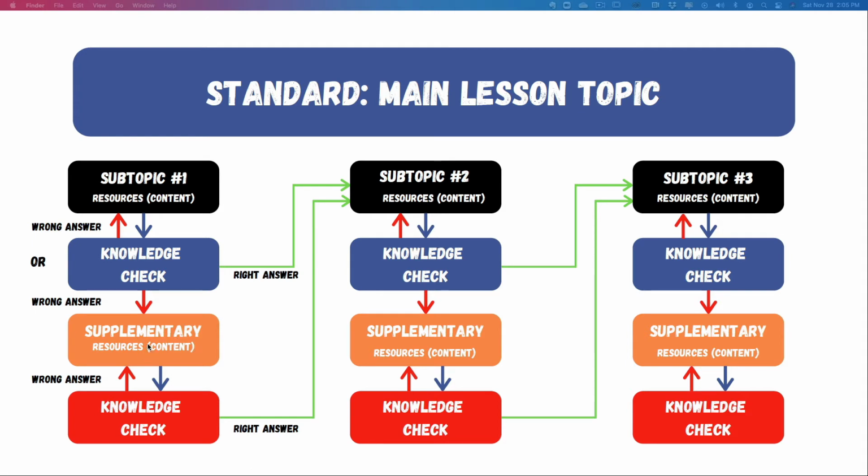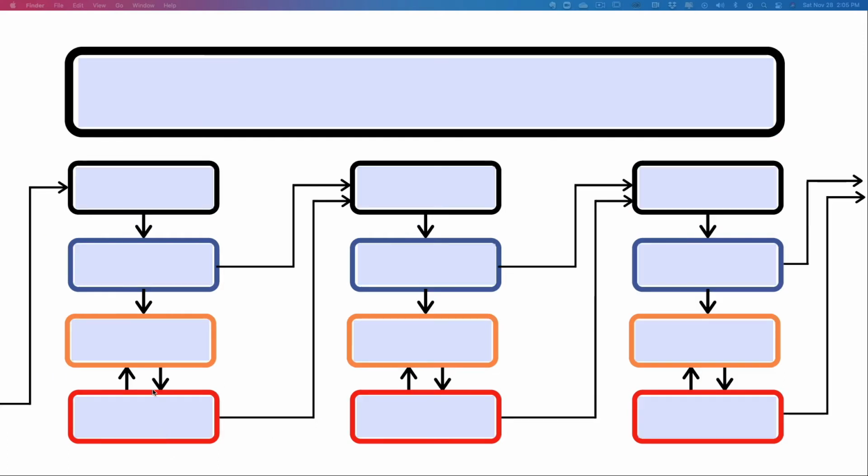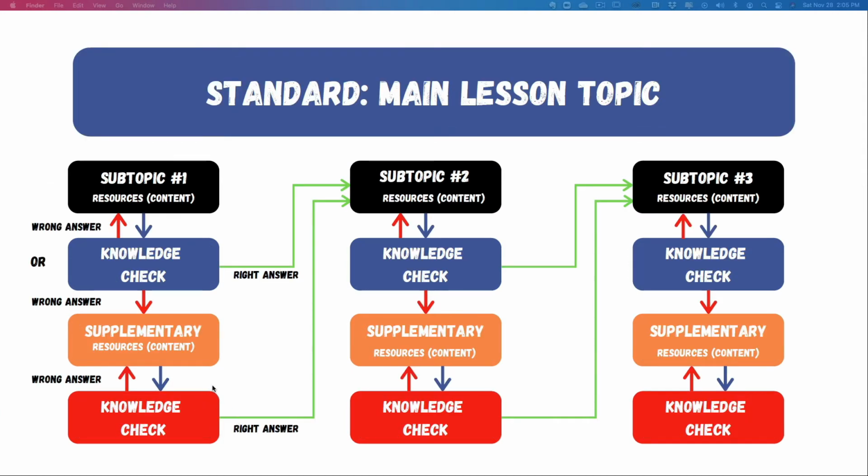So they'll go through the supplementary, do a knowledge check, and if they get it right, they move on to subtopic number 2. If they get it wrong, then we'll bounce them back up to the supplementary. Now it doesn't show here, but you can keep going. Oops, one second here while I go back with my sheet. You can just keep adding supplementary after supplementary if you want.